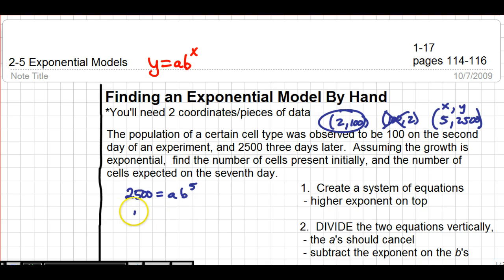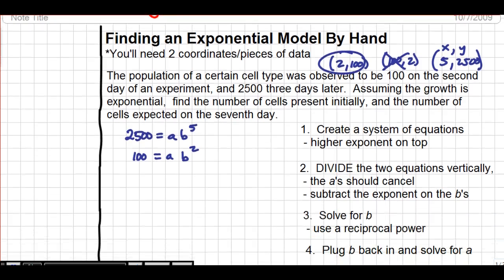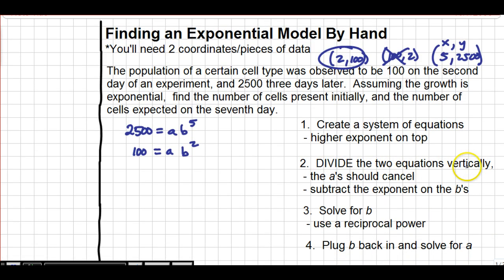So again, start with the y value. A and b we don't know, and we're raising it to the 2. So we've created a system of equations. Technically there should be a bracket to the left, but we're not going to worry about that for now. Step 2 is to divide those 2 equations vertically. The reason for that is there's 2 variables currently, and we can't solve when there's 2 variables.